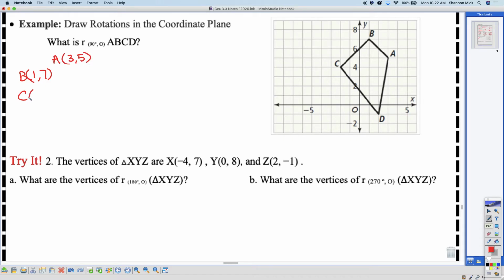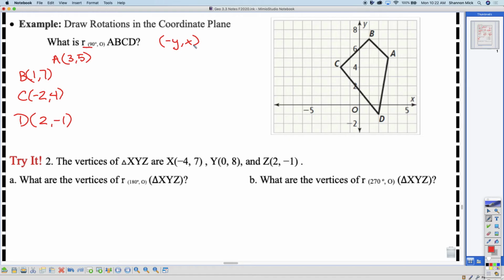Okay, C is what? Negative 2, 4. Yes. And D is negative 2, 1. Okay, so it's 90 degrees. So what's my rule for 90 degrees? Negative y, x. I want you to write that on your paper so you can remember it, okay? Write the problem, obviously, and write the rule.